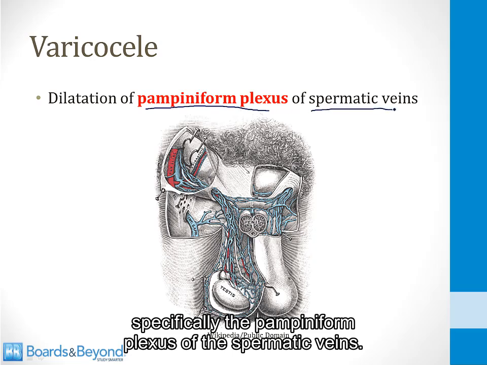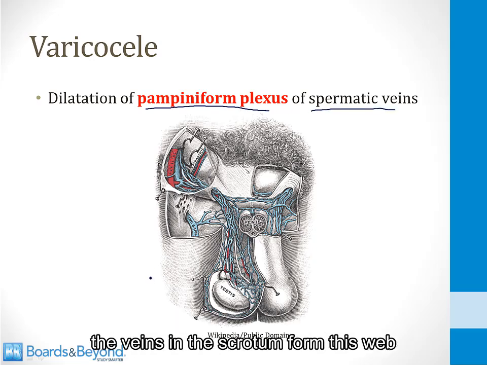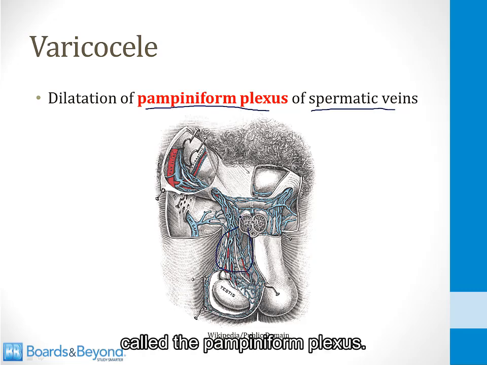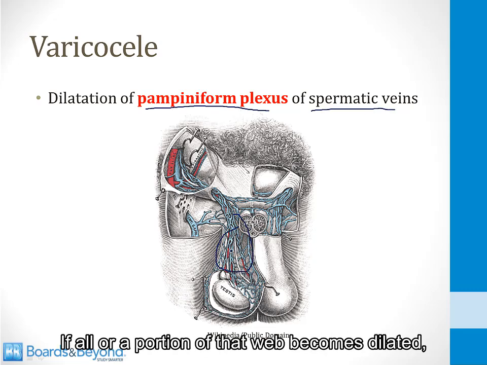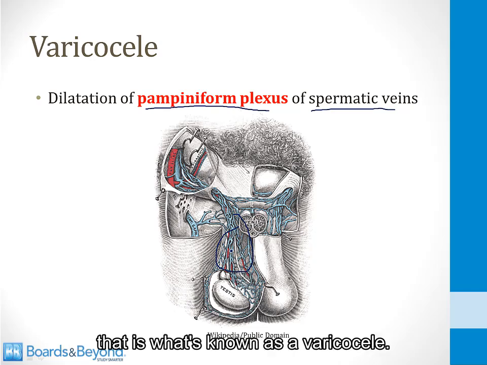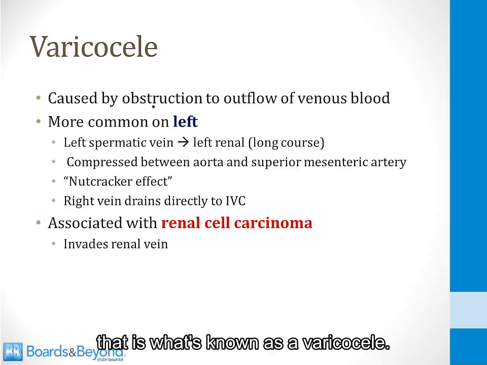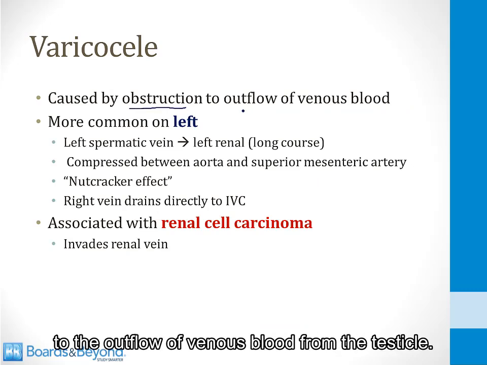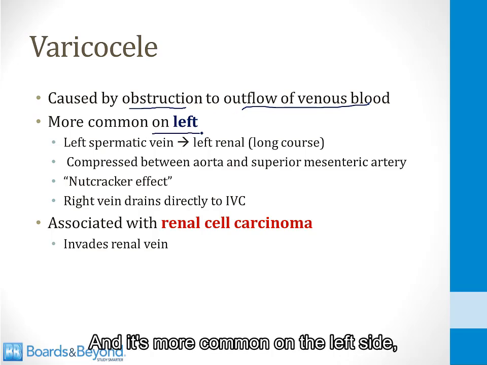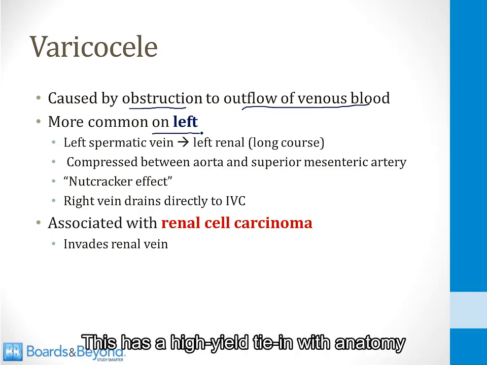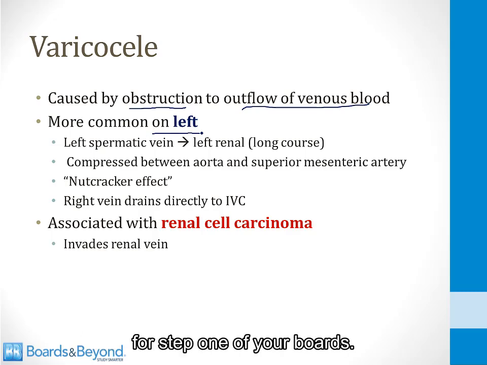If you look at this drawing on the screen here, the veins in the scrotum form this web called the pampiniform plexus. If all or a portion of that web becomes dilated, that is what's known as a varicocele. A varicocele is caused by obstruction to the outflow of venous blood from the testicle, and it's more common on the left side, and it's very important that you understand this. This is a high-yield tie-in with anatomy for step 1 of your boards.